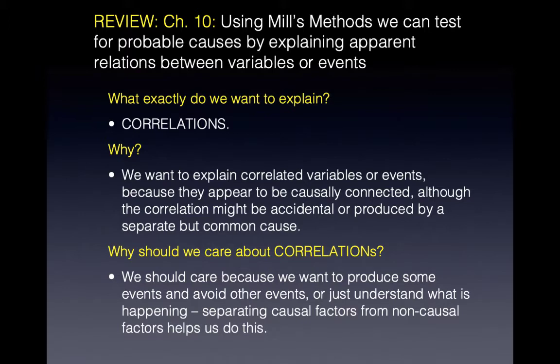So what is it exactly we explain? Well, what we explain are correlations. Why? We want to explain correlated variables or events because they appear to be causally connected, although the correlation might be accidental or produced by a separate but common cause of both. Why should we care about correlations? We should care because we want to produce some events and avoid other events, or just understand what is happening. Separating causal factors from non-causal factors helps us do this.